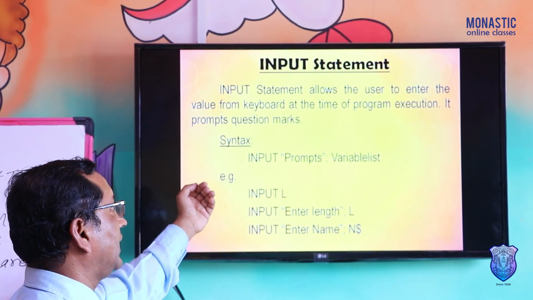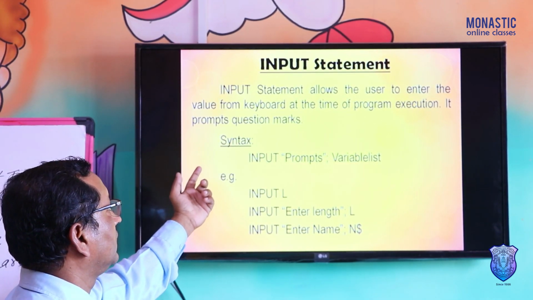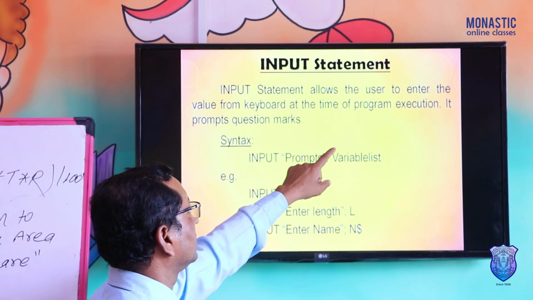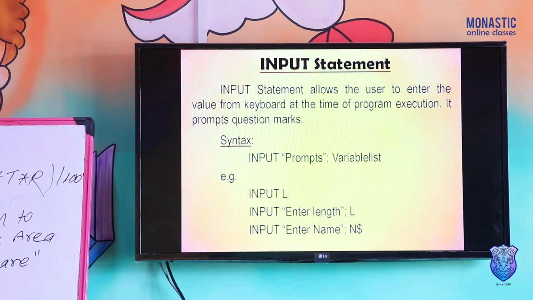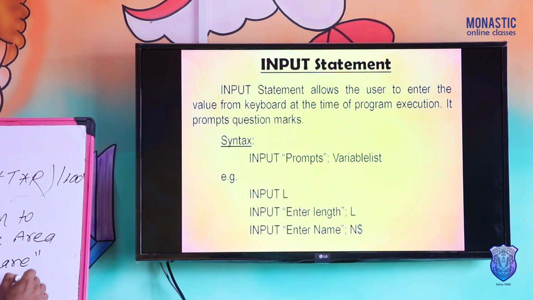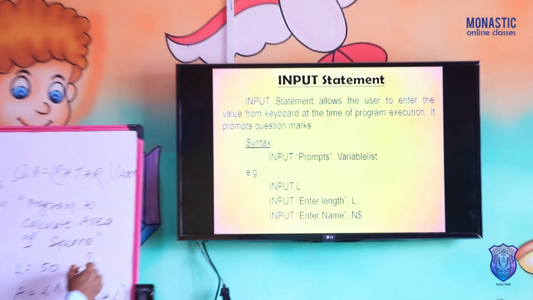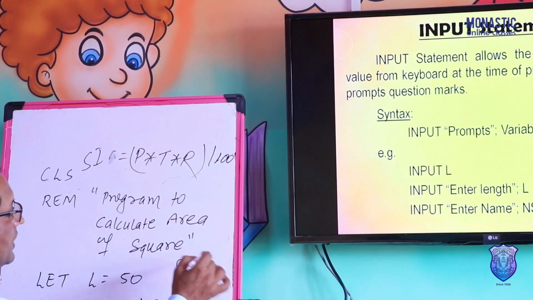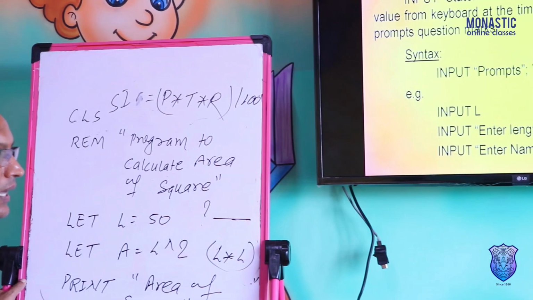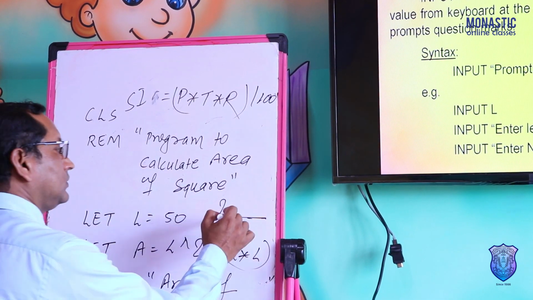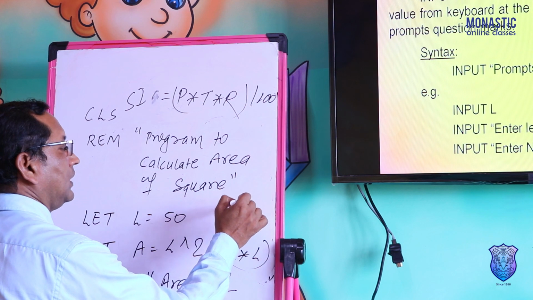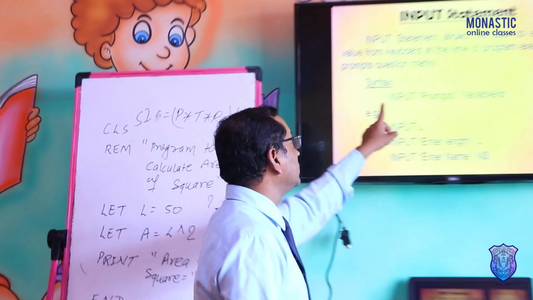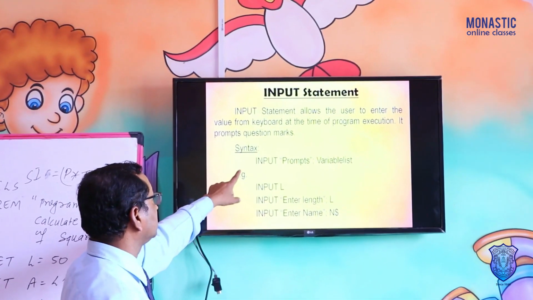I mean, at design time you can also take the value from the keyboard, but it will ask at the time of program execution. It will produce a question mark. So when you run it, there will be a question mark, and it means here we have to enter the value from the keyboard according to the respective variable. According to the type of variable mentioned in the program, we will enter the value here, either numeric or a string. So how to use it? What is the syntax?